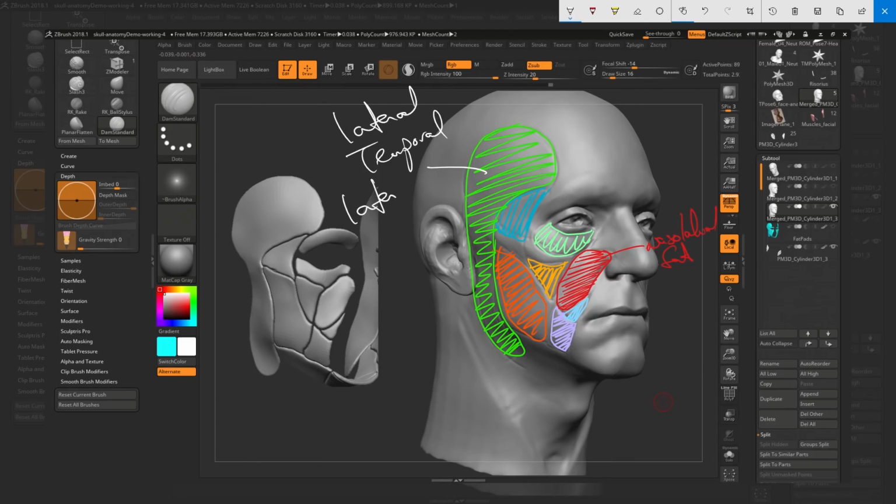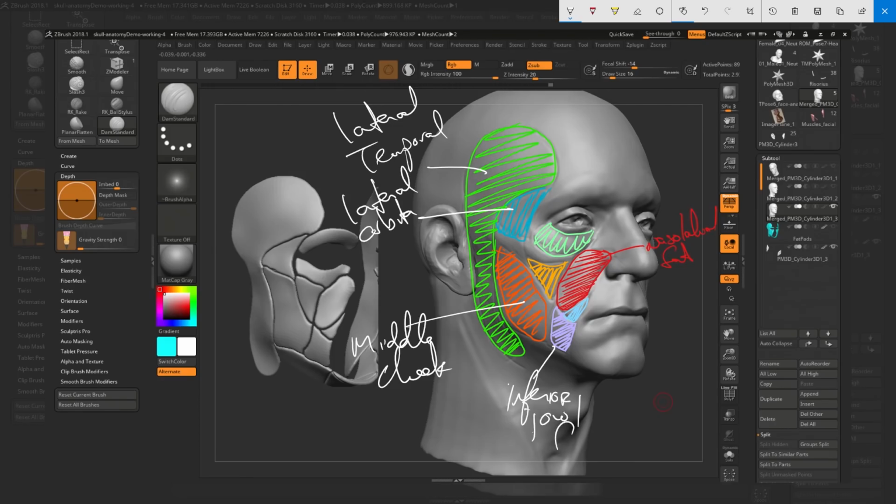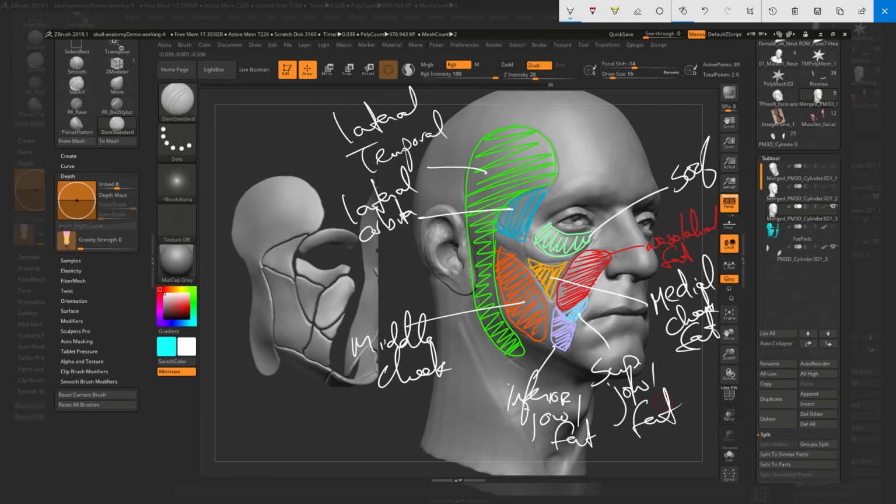Then there's the lateral orbital. There's the middle cheek. There is the inferior jowl fat. There's the superior jowl fat. There is the medial. It's not medium, it's not middle, sorry. It's medial cheek fat. Right? And then there's SOOF, suborbital and so on.